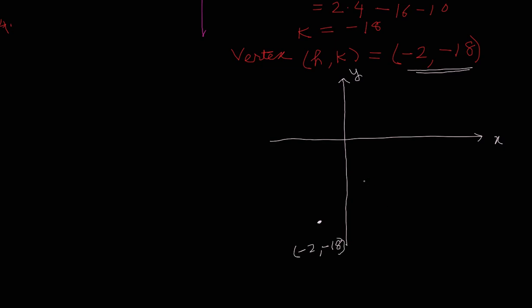Now also I know that my graph opens up. So if my graph opens up, approximately, remember this will be a parabola, and of course the parabola will be symmetric about the vertical line passing through the vertex. So it will be something like that.